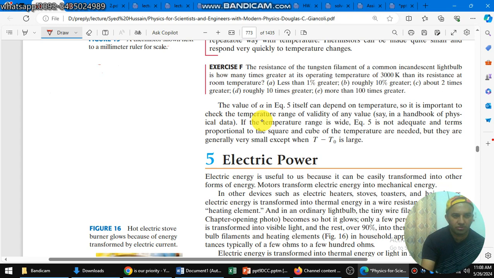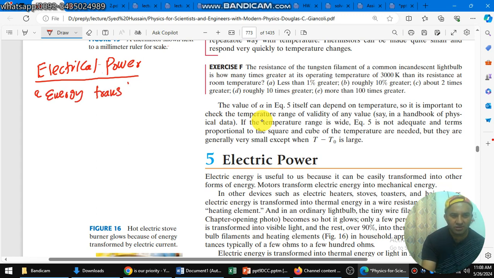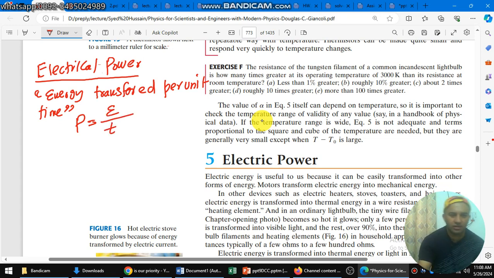Okay, so let me define the power. Electrical power is basically energy transferred per unit time. Energy transferred per unit time is called electrical power. So electrical power P is equal to energy transferred per unit time T, or in other words we can also say the work done per unit time. So these are the formulas for power.